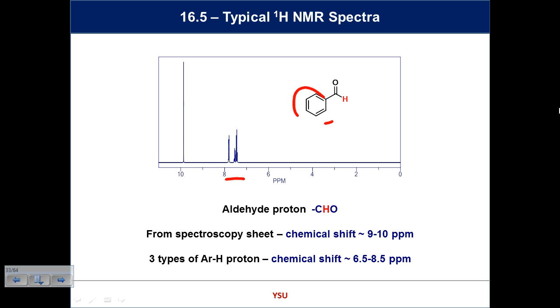Deshielded. What's the effect of the aldehyde? Electron withdrawing or electron donating? Electron withdrawing, right? So those protons are losing electron density, deshielded, and sent down to the left a little bit. And that will be very helpful when you have little decisions to make on the actual final structure of a compound. Michael?